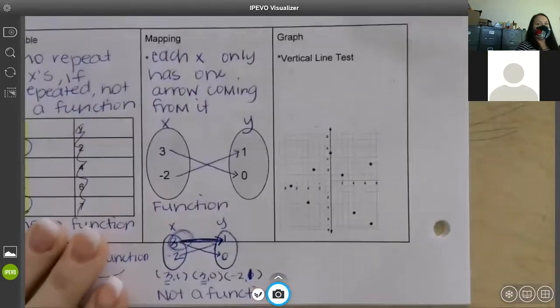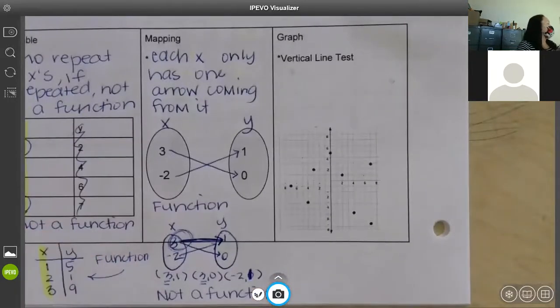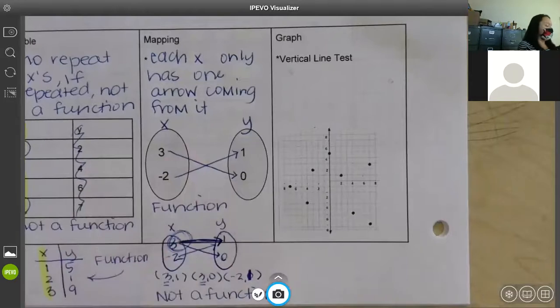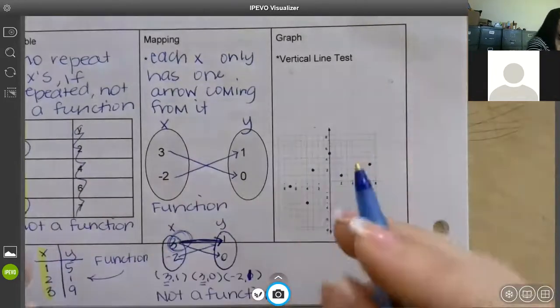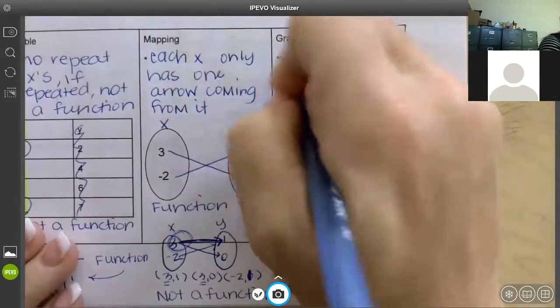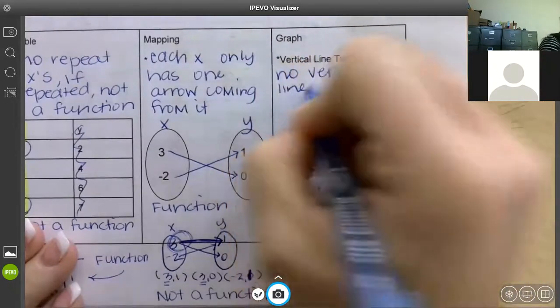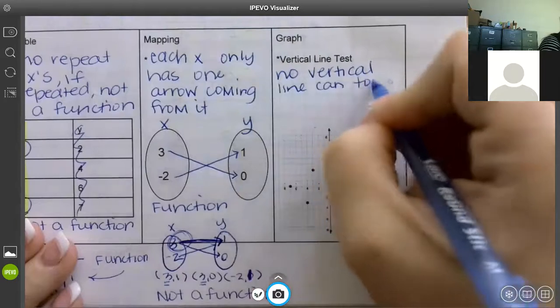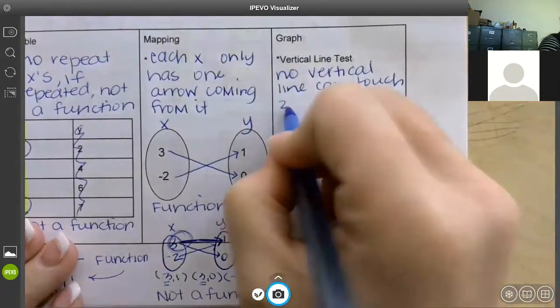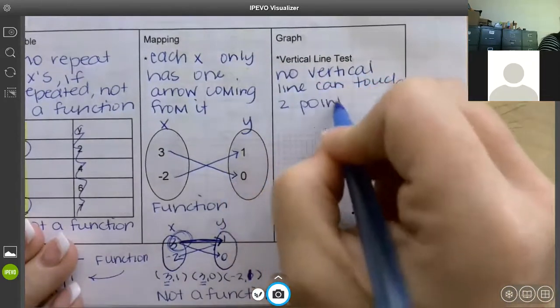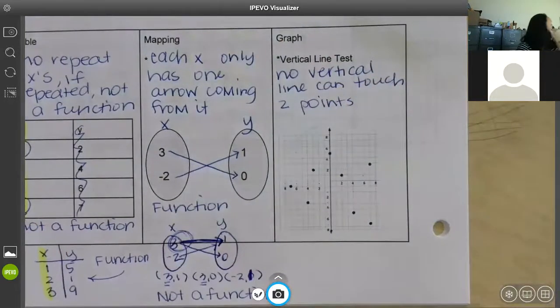Then the last one is if you have a graph, and they don't really teach the vertical line test anymore. They like it more like this, but this is super easy, okay? We don't want repeat x's. So no vertical line can touch two points. As long as it's touching one, it's okay. And you can make as many vertical lines as you want on here. It doesn't matter. So let me explain what it doesn't look like, and then I'll explain what it does look like, okay?